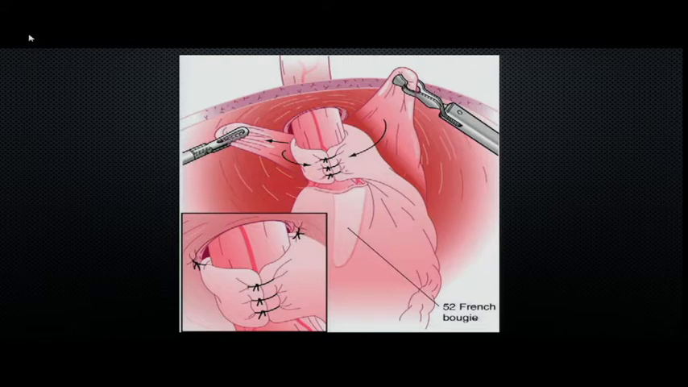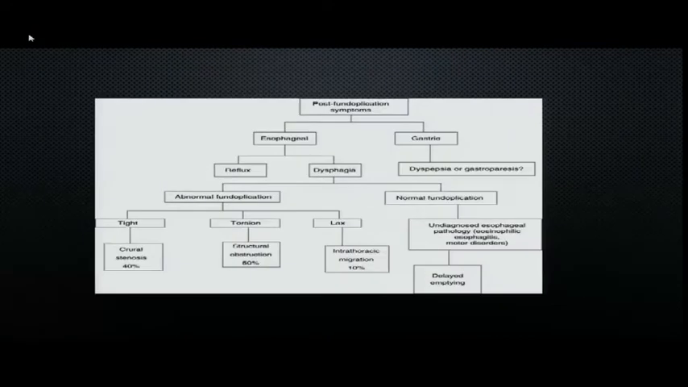85% of these Nissens can be done laparoscopically. They don't have to be done open. Here's some of the complications you have with fundoplications. Recurrent reflux happens in about 10 or 15% of the patients, and a quarter of these patients are still on proton pump inhibitors after their therapy.